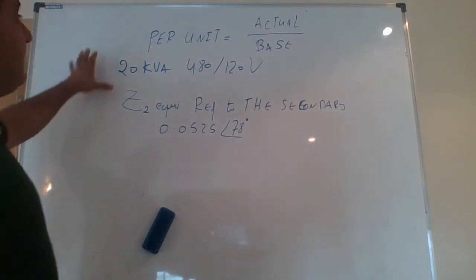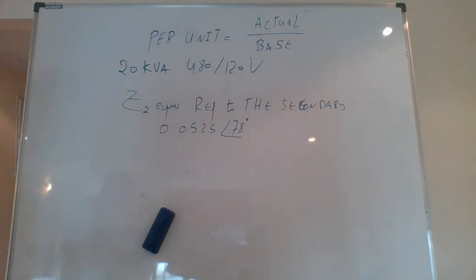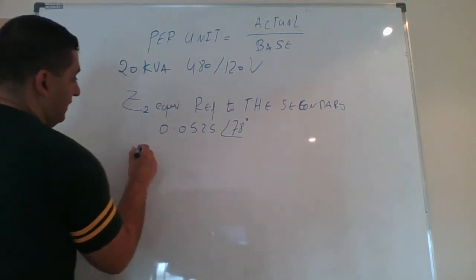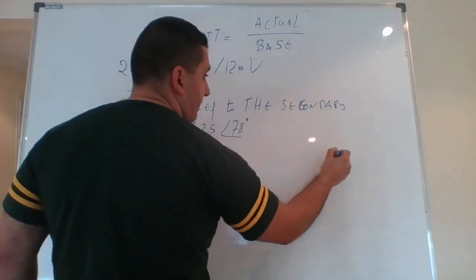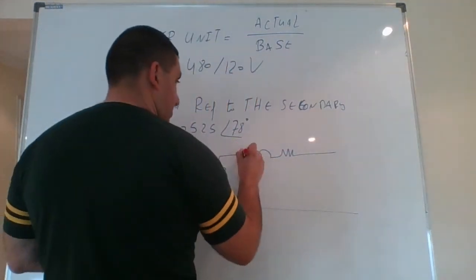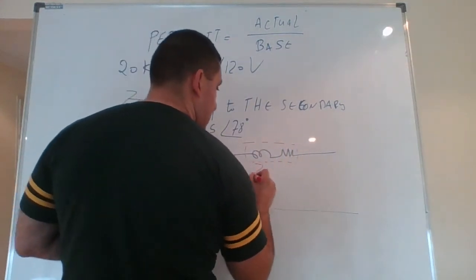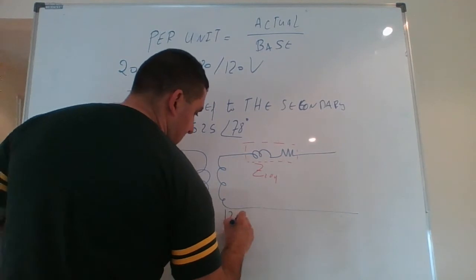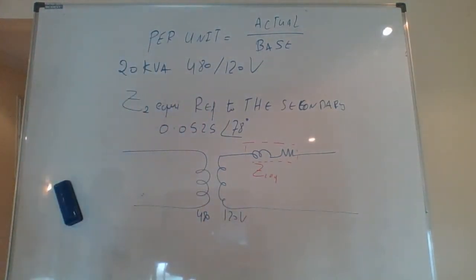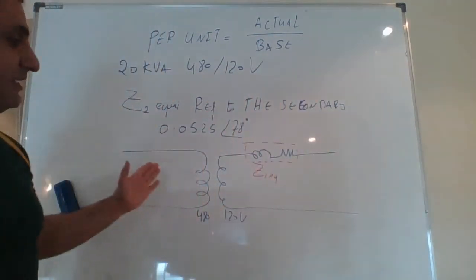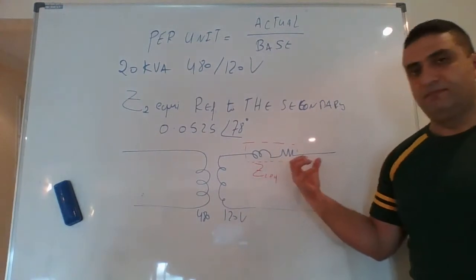I need to use the rating of the transformer. Using the transformer rating as a base value, determine the per unit leakage impedance referred to winding 1 or 2. So now if I want to sketch this system from my previous video, that's Z2 equivalent. This is my 480 volt, this is my 120 volt. I hope that's clear. Now, I need to find the per unit value of this Z equivalent as seen from the primary and as seen from the secondary.